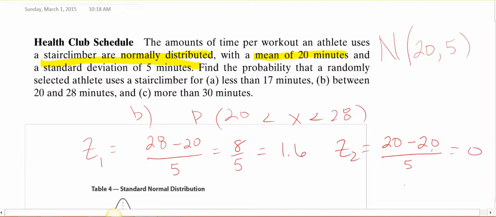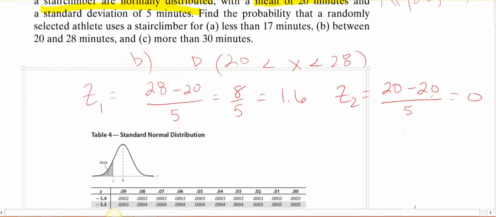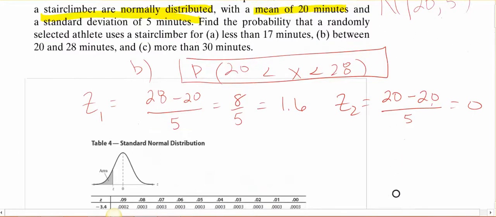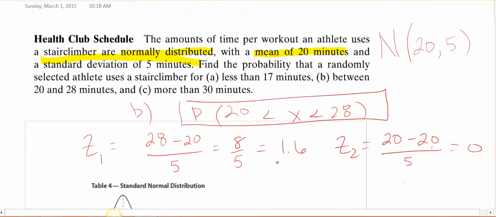Okay, so from our previous video and our previous readings, we know that we need to look up the 2 values on the table. In order to get this answer here, we need to look up the area to the left of 1.6 and the area to the left of 0. Well, we already know this area. Its area is 0.5 because that's the mean, right? 0 is right in the middle. So we just need to look up 1.6 on our table.